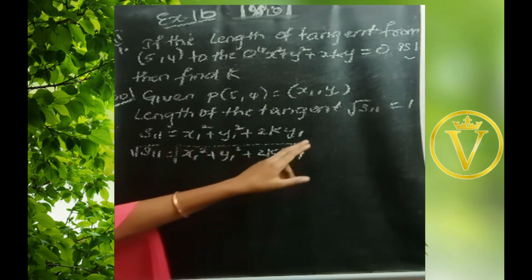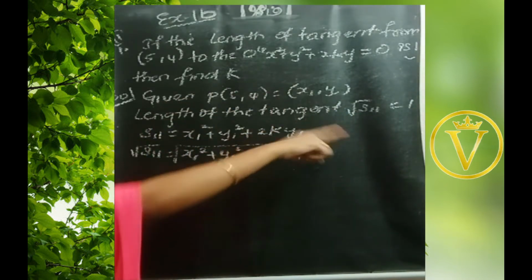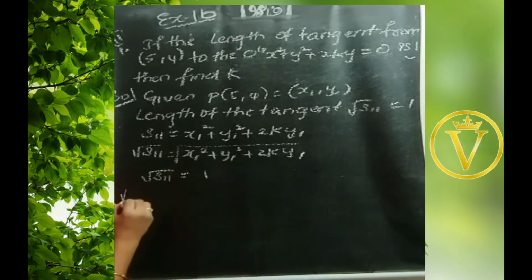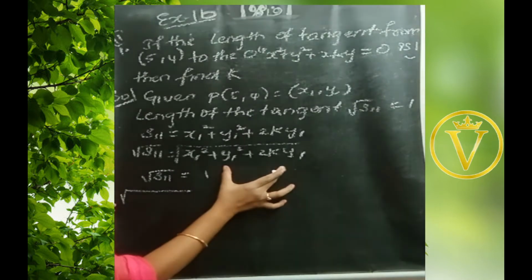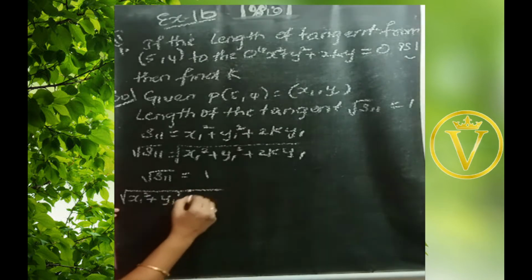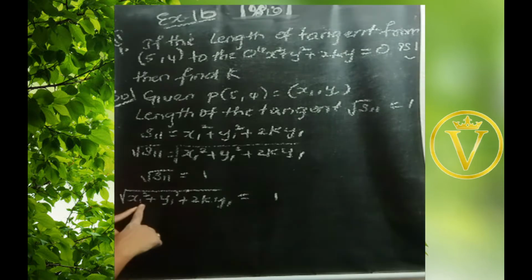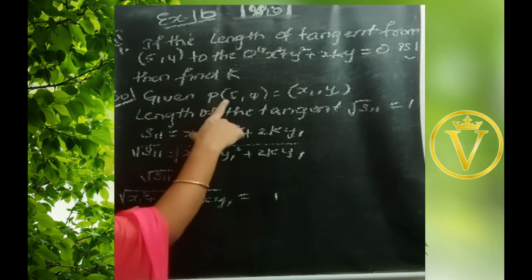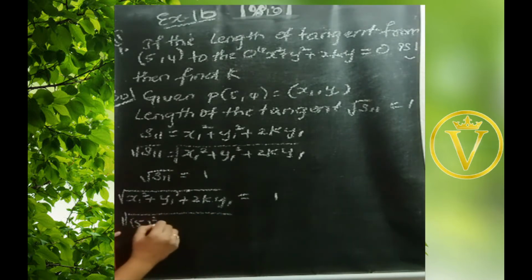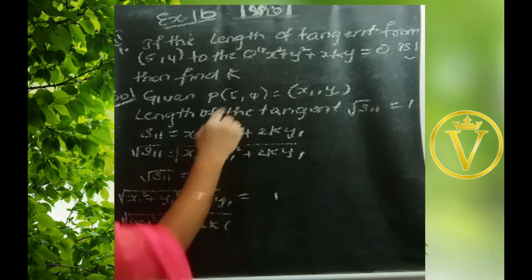Now we have to equate it to 1. Why? Because they have given the length of the tangent equals 1. Now root of S11 equals 1. What is the expression? x1 square plus y1 square plus 2k y1 equals 1. Now we have to substitute x1, y1, that is 5, 4. So 5 whole square plus 4 whole square plus 2k of y1, which means here 4.